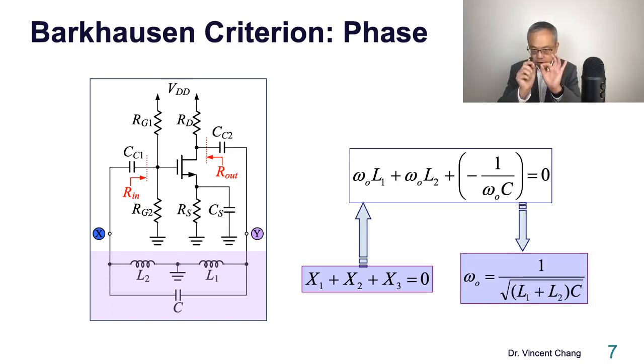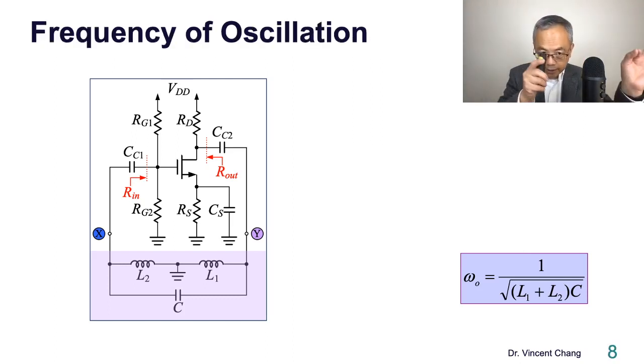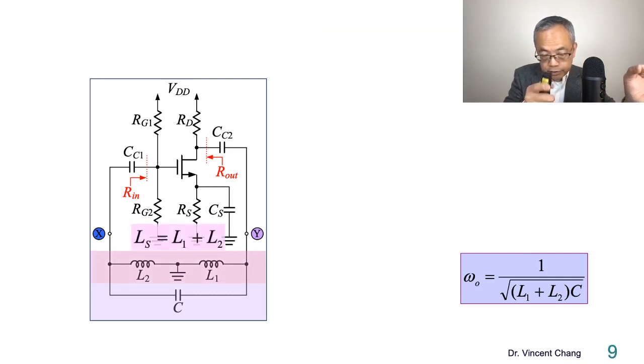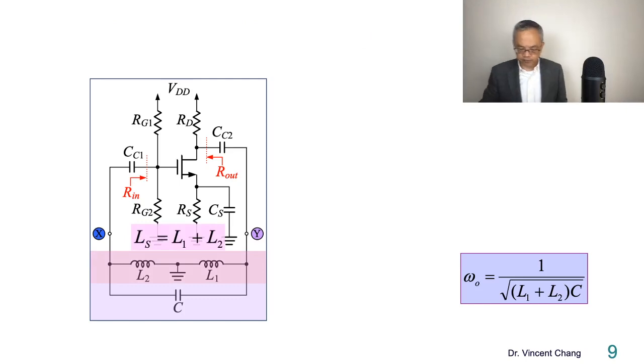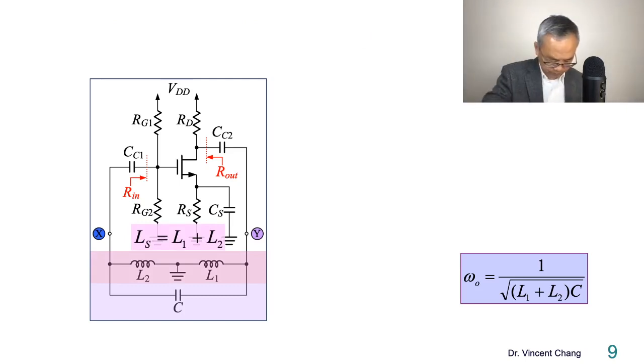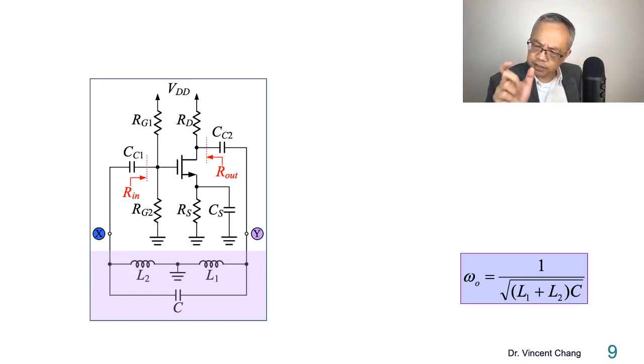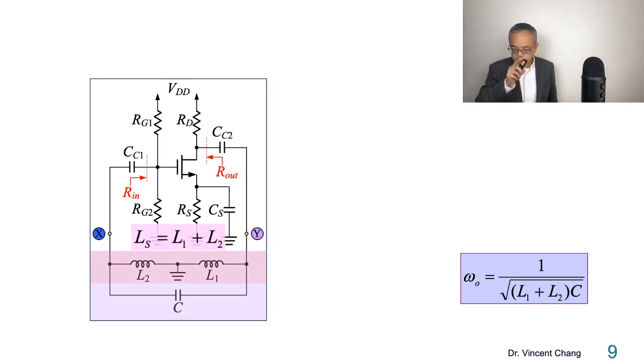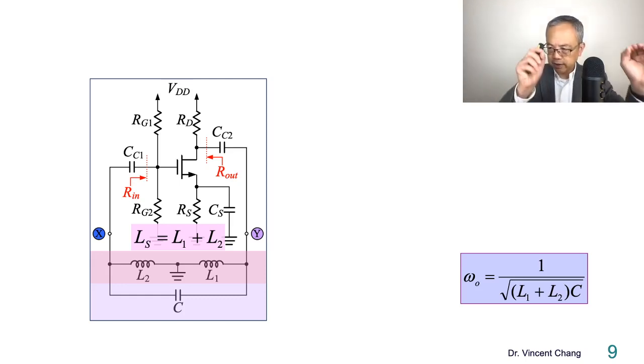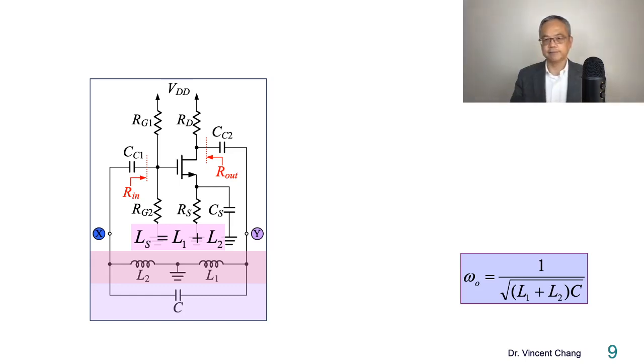Now I want you to take a closer look at this frequency of oscillation. This frequency of oscillation satisfies the so-called Barkhausen phase criterion. So let's take a closer look by looking at the series combination of the two inductors. If I ask you, what's the equivalent inductance from a series combination of the two inductors? The answer is easy, right? Just add up. So LS represents the equivalent series inductance.